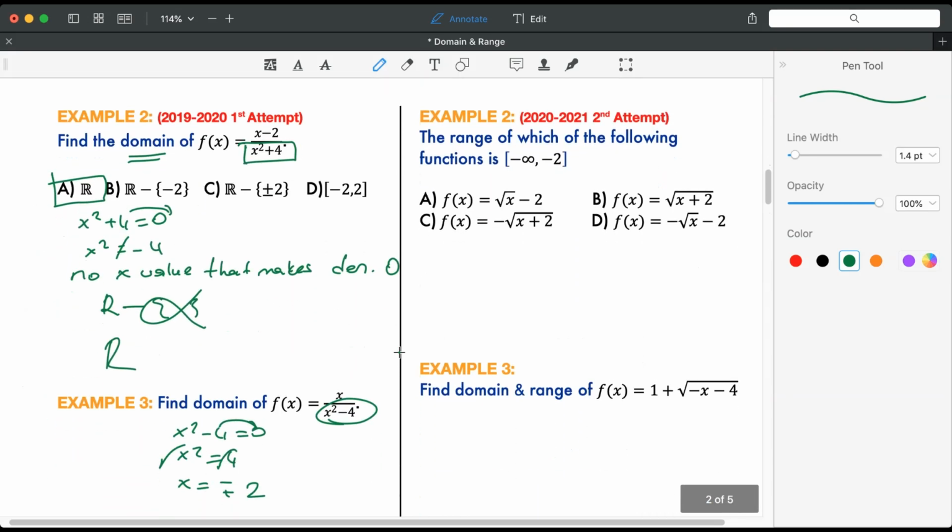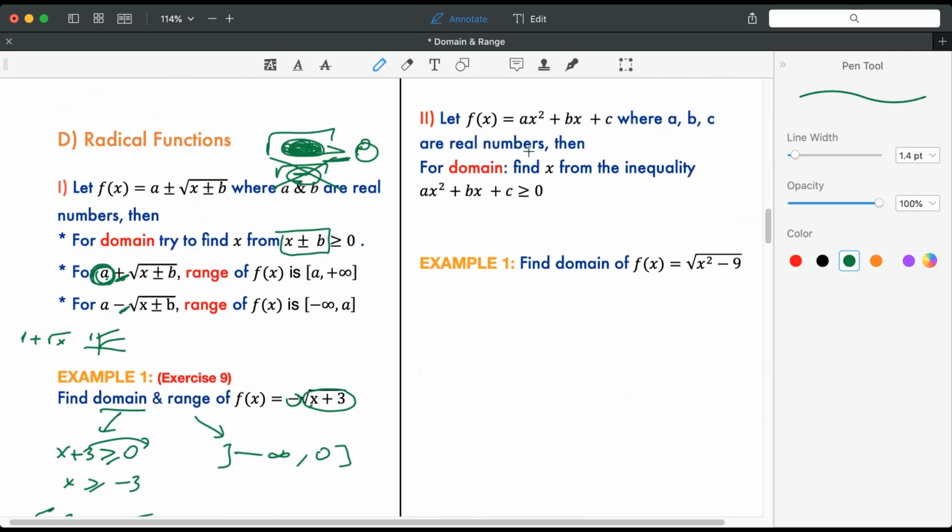Ministry question 2021, second attempt. This time the range is given, and the corresponding function is asked. Which function has a range from negative infinity to negative 2? First of all, since you have negative infinity, you need to know that you have a negative in front of the radical, right? Look at the rule.